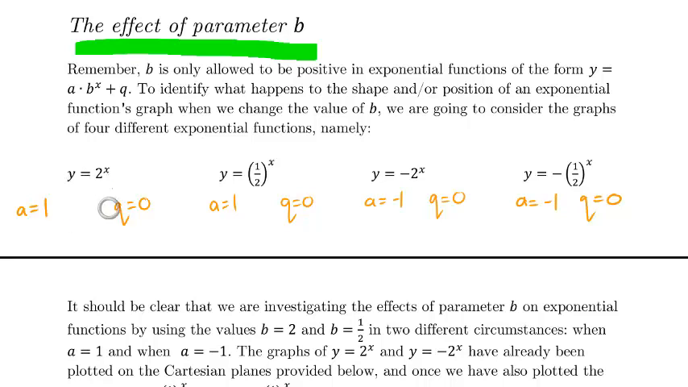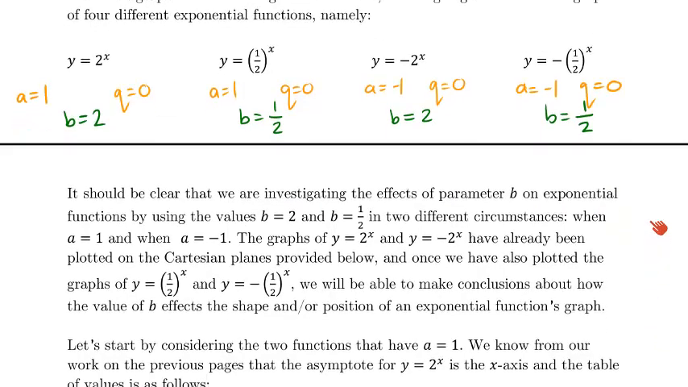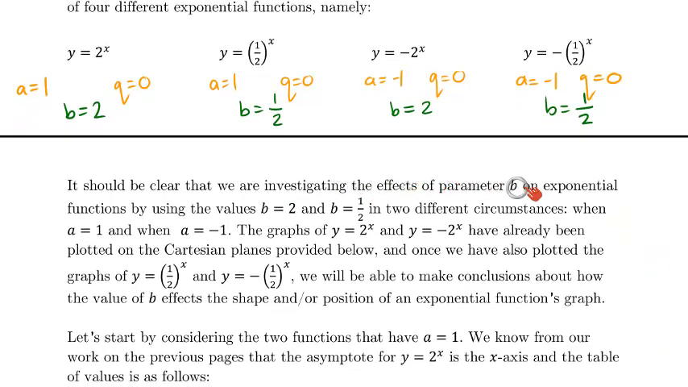And then the b value that we're investigating is as follows. Over here, we have a b value of a positive 2, but over here we have a b value of a positive a half. Here we have a b value of positive 2. The a value is what's negative, guys. And here we have a b value of positive a half. So it should be clear that we are investigating the effects of parameter b on exponential functions by using the values b equals 2 and b equals 1 over 2 in 2 different circumstances, when a is equal to 1 and when a is equal to minus 1.